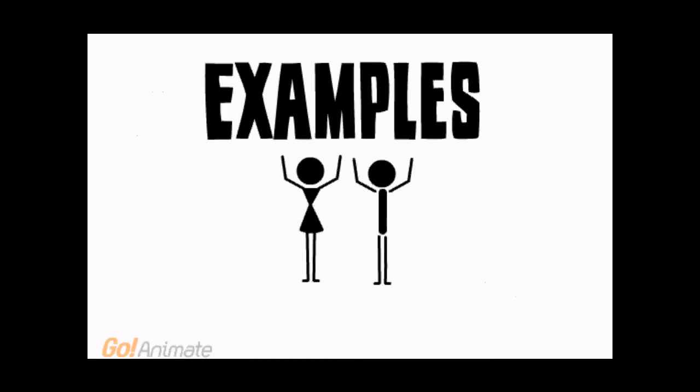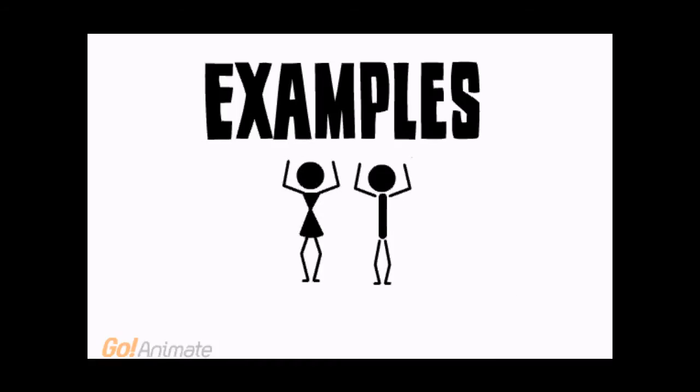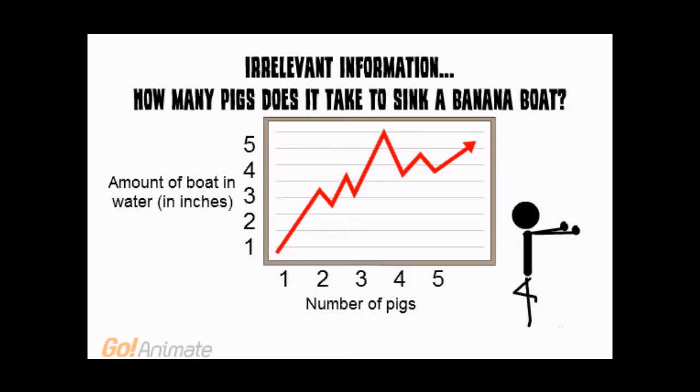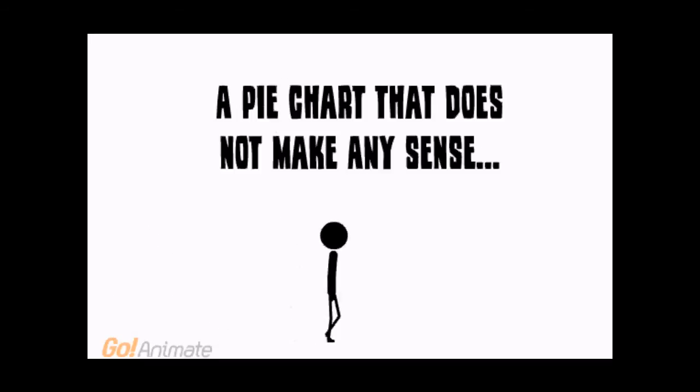For you visual learners out there, here are some examples to sum up this information. Here is an example of extremely unimportant and irrelevant information. How many pigs does it take to sink a banana boat? Now, let's look at a pie chart that does not make any sense.